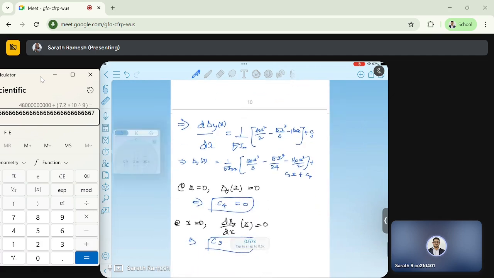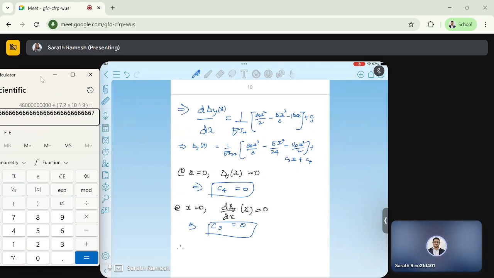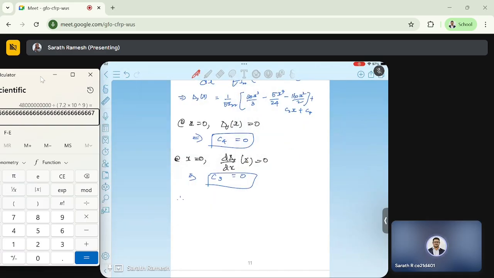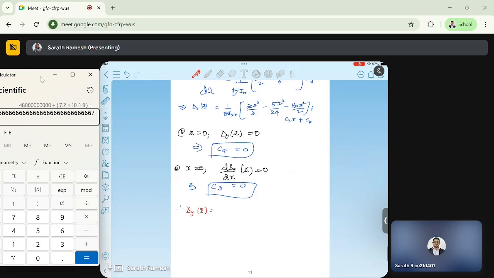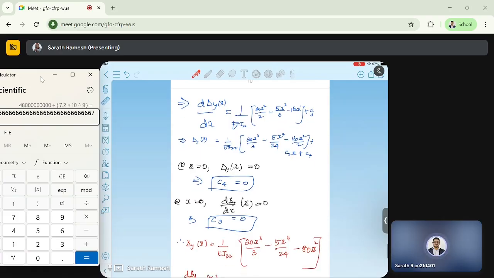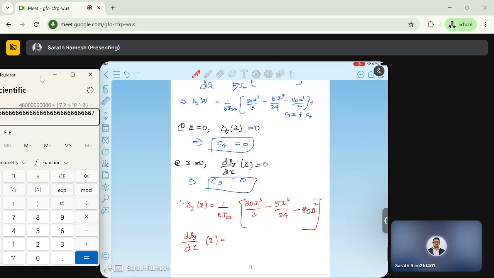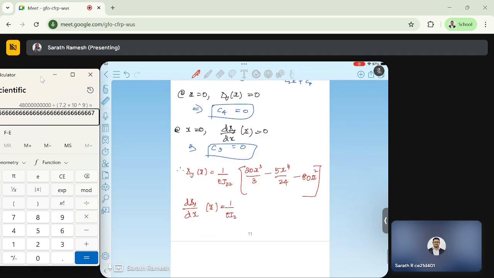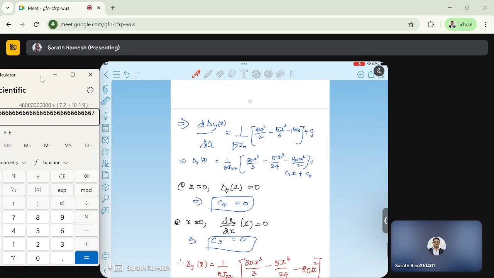So my final, updated expression for deflection and rotation: d delta y by dx of x is equal to 1 by EIZZ times 20x square.